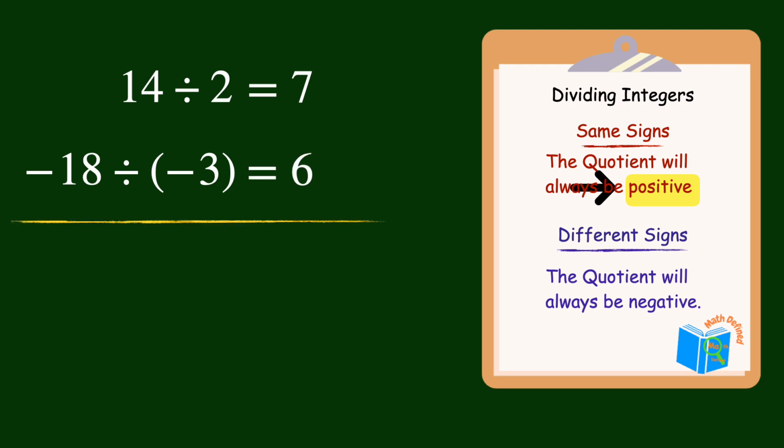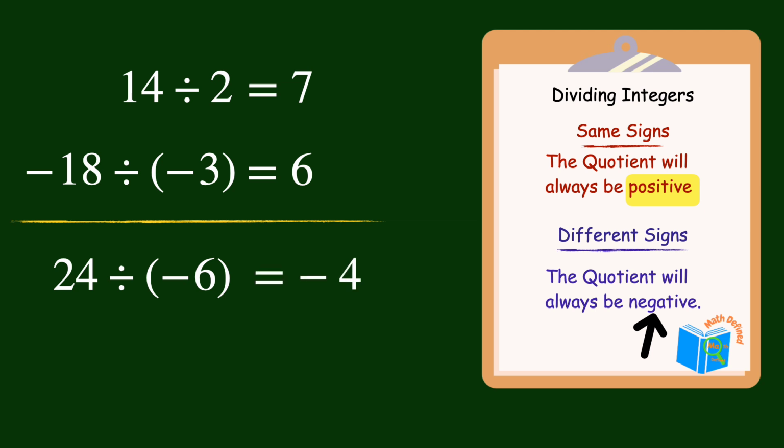Now what happens if we divide 24 by negative 6? Notice that these integers have different signs. One's positive and the other's negative. This means the quotient will be negative. And 24 divided by 6 is 4, so 24 divided by negative 6 equals negative 4.